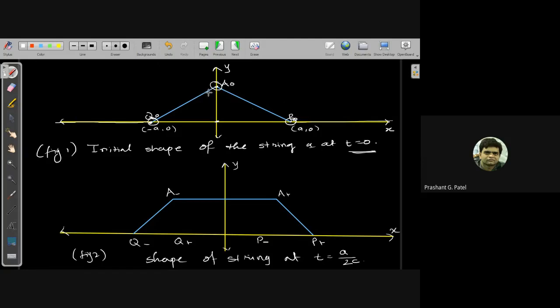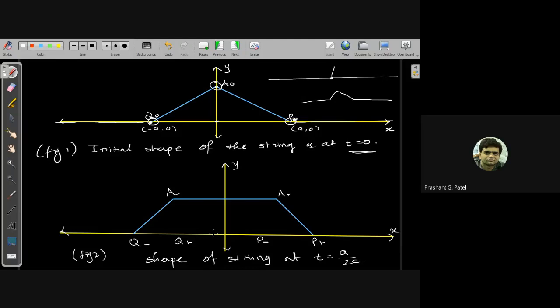So actually, when you have a string and you release it, if initially this is the situation, you have a string like this. So what we'll do is pick up this point and straighten it. So the string will become like this. This is the situation, and then you release the string, and then what will happen to that string? What is the wave you will have? That you need to understand here.